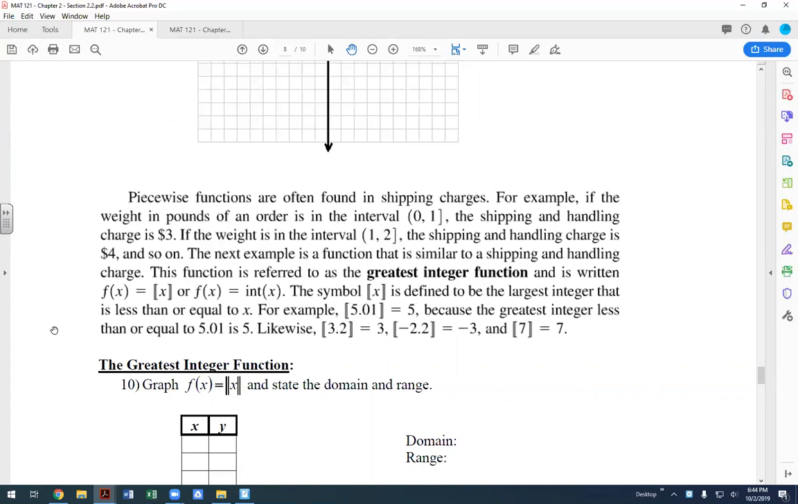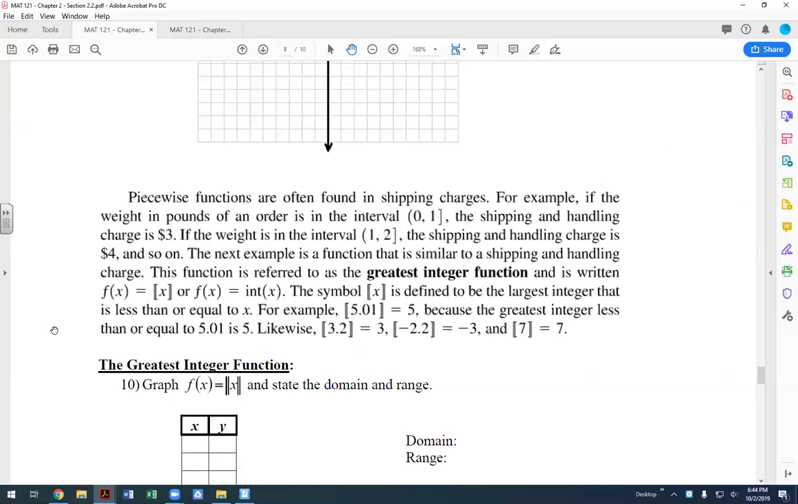So we're saying, let's say for 0 to 1 pound, you're only going to pay $3. But the moment you go up from 1 to 2 pounds, now that shipping and handling charge has gone up to $4. And then maybe from 2 to 3 pounds, maybe it goes up to $5. Obviously, these prices are not the real deal, we're just setting up an example here.